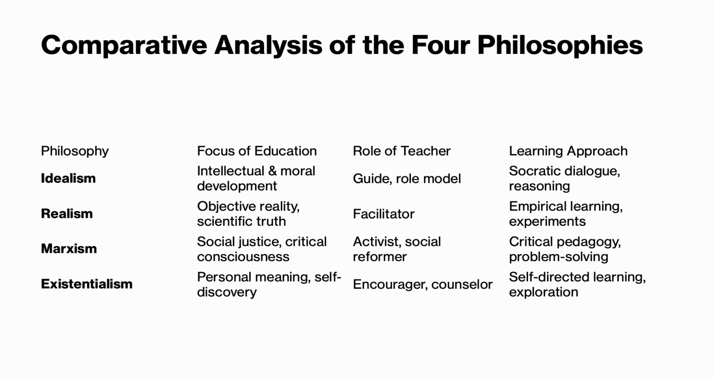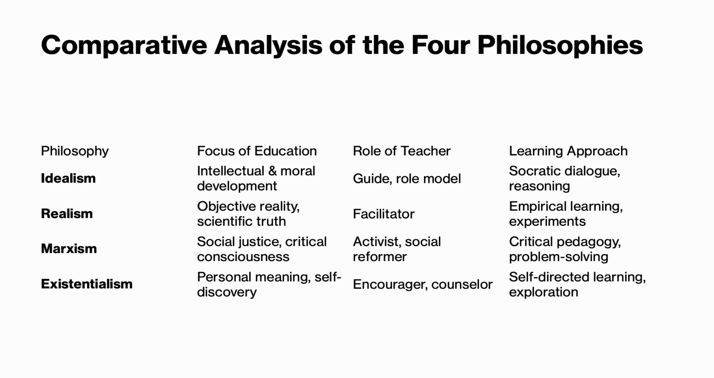So, I have also here a comparative table, and I invite you to look at the comparative table of the four philosophies. On the focus of education, in idealism, it's on intellectual and moral development. For realism, objective reality and scientific truth. For Marxism, social justice and critical consciousness. And for existentialism, personal meaning and self-discovery.